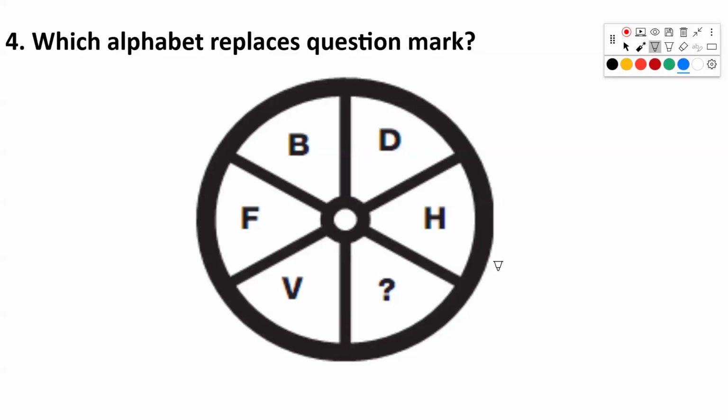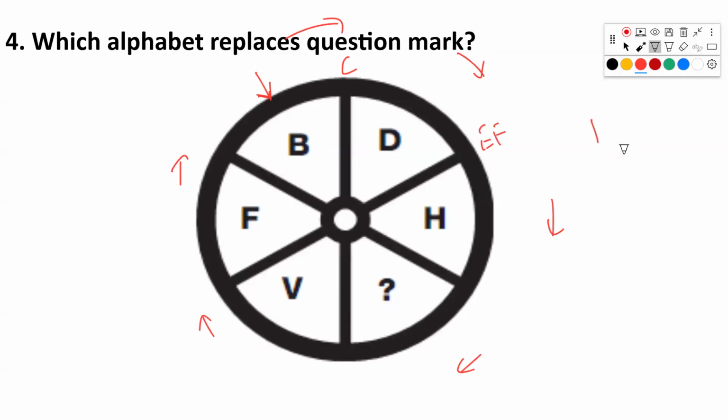Start from B, go clockwise. So if you are starting from B, then there is a letter which is coming in between, which is C. So B is the least letter among all the letters. And now I am going clockwise. Okay. So then D, E, F.